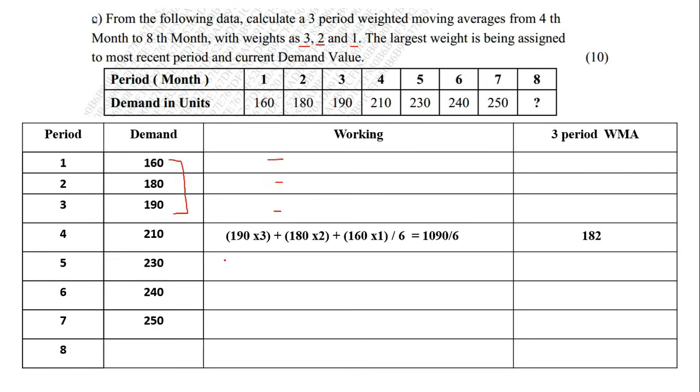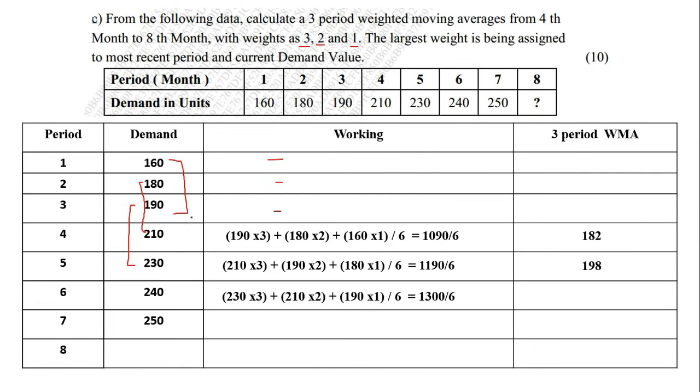Similarly, when you go to the next, we now take the next, so it will be 180 to 210. So 210 into 3 plus 190 into 2 plus 180 into 1, total comes to 1190 divided by 6. We get the value as 198. Then we take the next 3: 230 into 3 plus 210 into 2 plus 190 into 1, total is 1300 divided by 6. We get the value as 217.